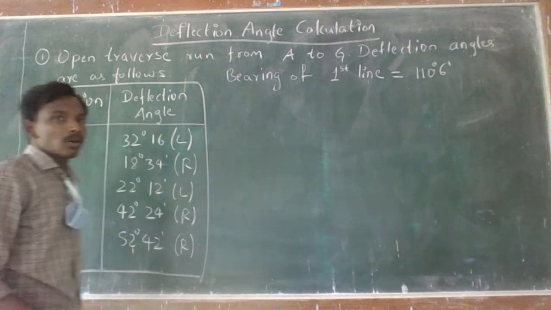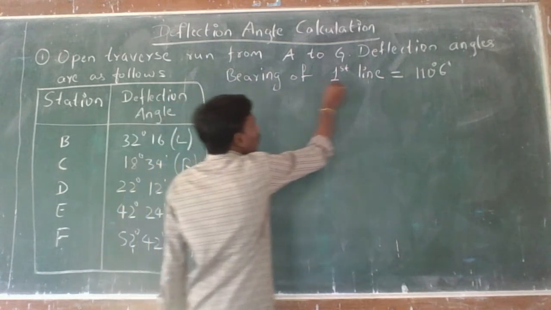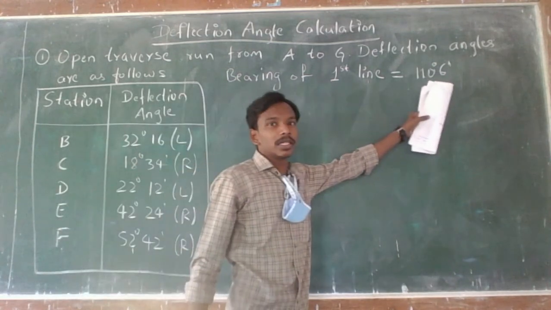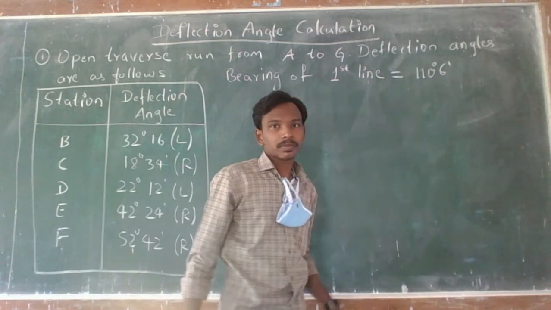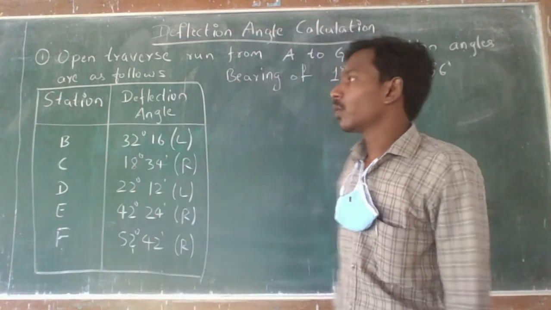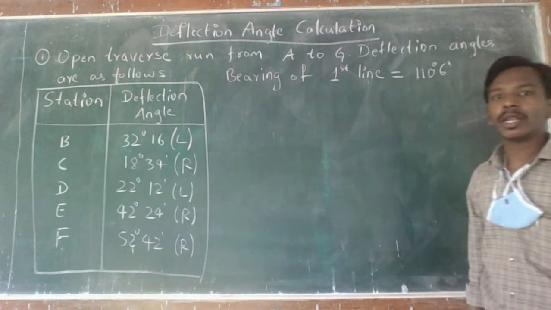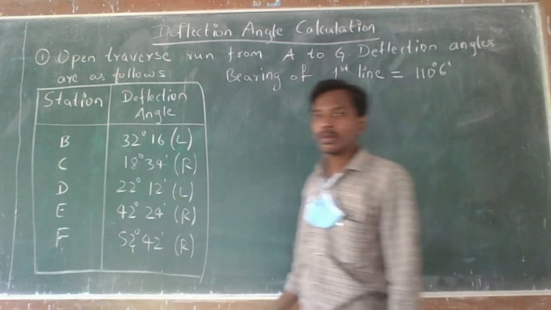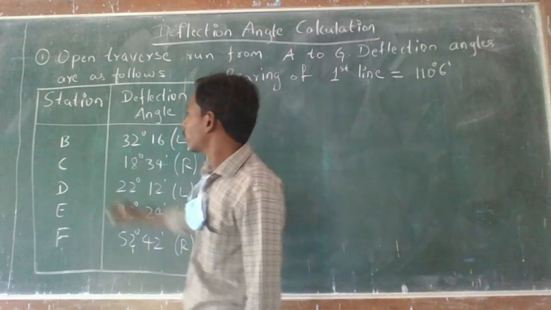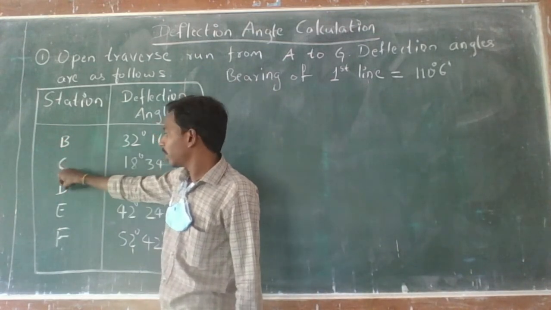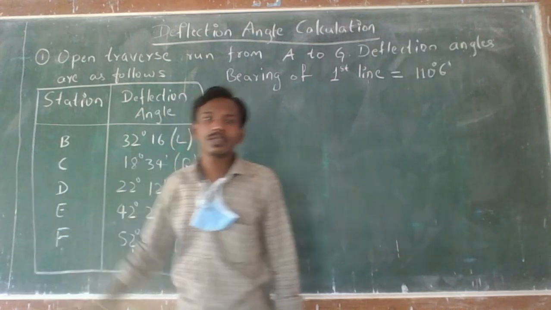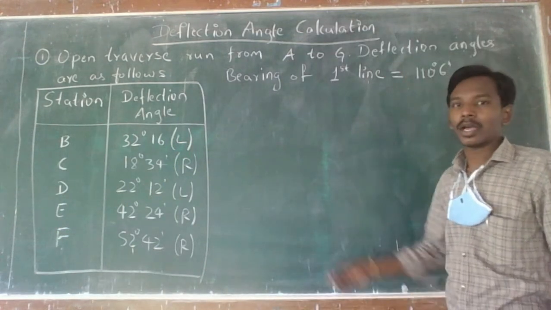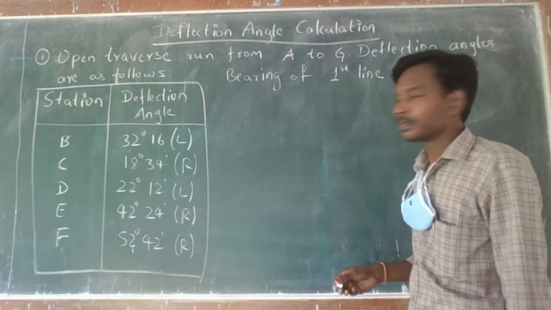And they have also given the bearing of first line. The bearing of first line is 110 degrees 6 minutes. So now we have to calculate bearings of all the other lines, which means we have to calculate the bearing of line BC, CD, DE and EF. So take a pause and note down the question.